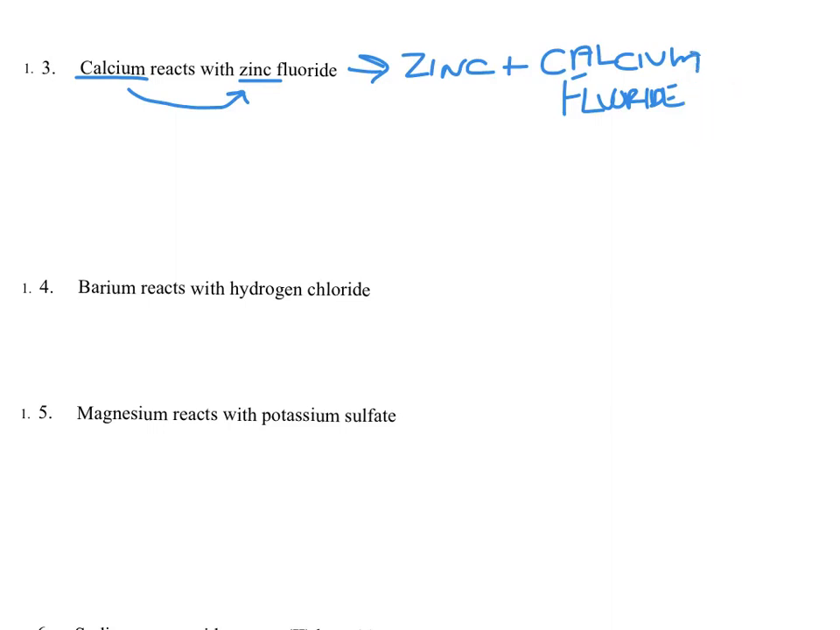All right, so now that we have the word equation finished up, let's start writing out the chemical equation. Calcium is by itself, which is Ca. It reacts with zinc fluoride. Now we know zinc is +2 and fluorine is -1.